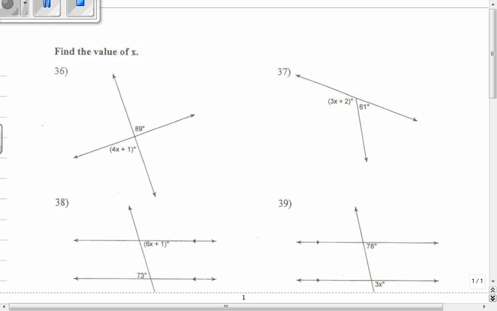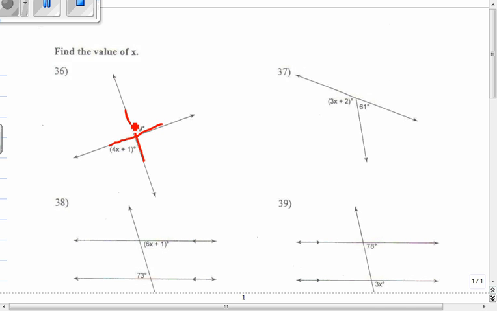In the next set of problems, we are asked to find the value of x. Obviously, we're going to first have to identify the angle relationships in order to be able to set up an appropriate equation. So let's take a look at problem 36. What is the relationship of these two angles to one another? What kinds of angles are they?